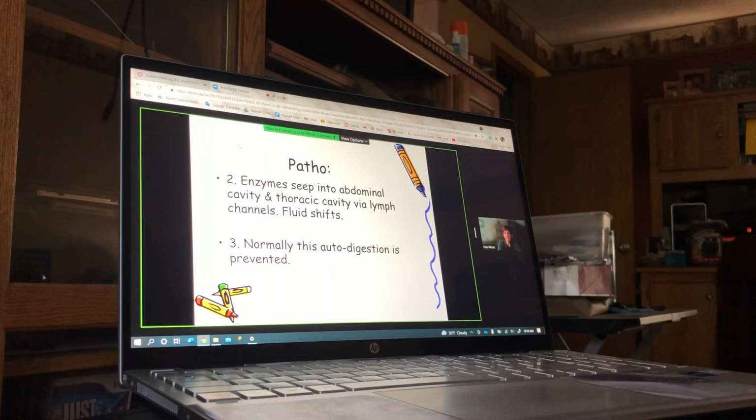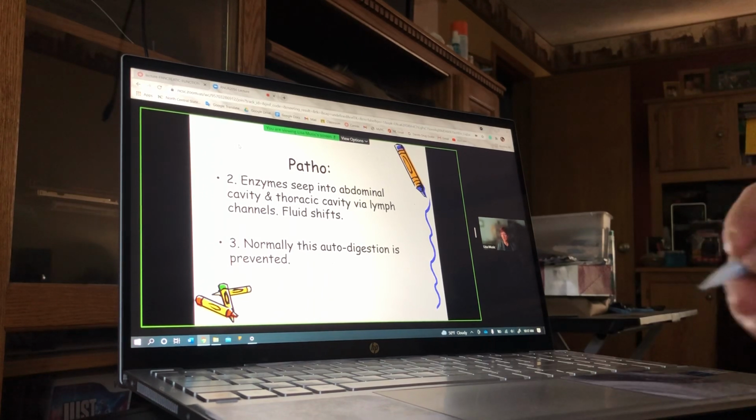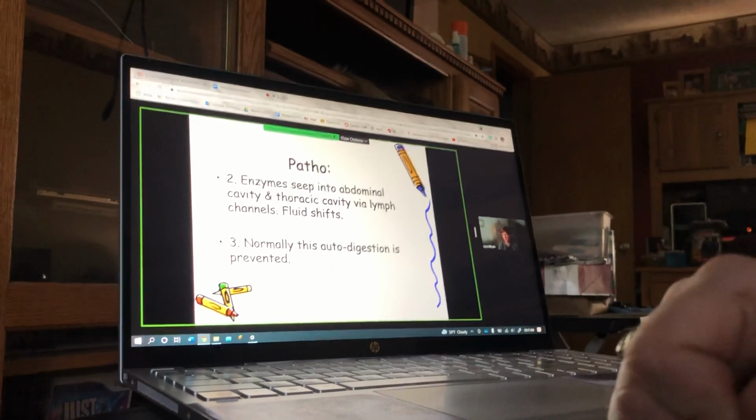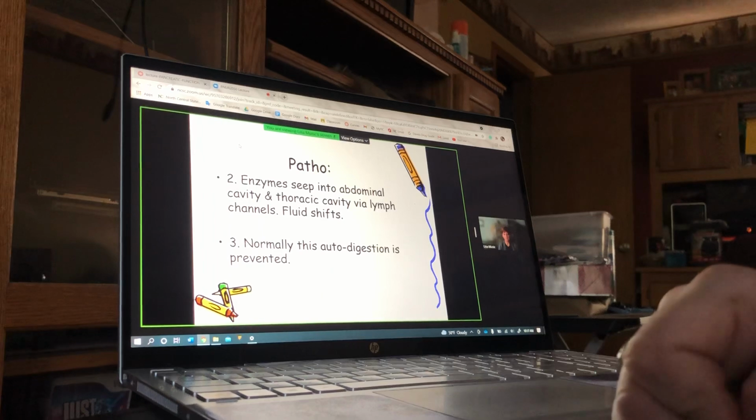So the second part is this. In the severe or moderate cases, those pancreatic enzymes can seep into the abdominal cavity. They can also go into the thoracic cavity via the lymphatic channels, and they can cause fluid shifts. So we could have fluid buildup within our lungs. We can have fluid buildup within our abdominal cavity also.